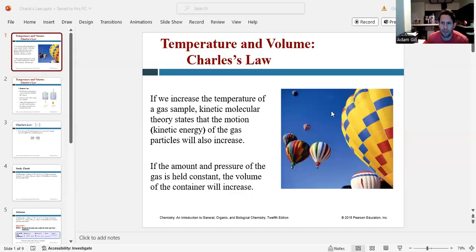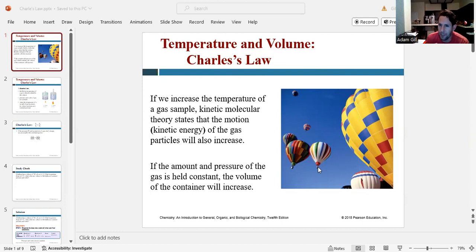Hi, everyone. In this lecture, we're going to be talking about Charles' law, which is the relationship between temperature and volume of a gas. So, in a nutshell, if you increase the temperature of a gas, you also increase its volume. A common example of this is hot air balloons.